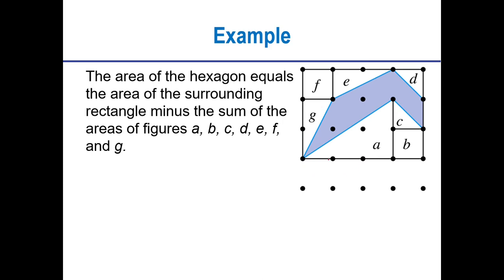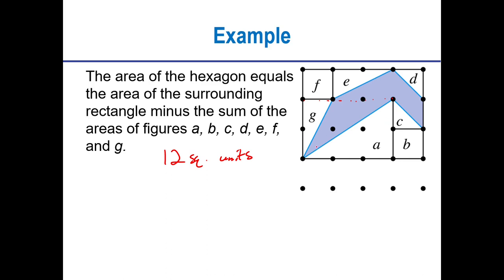So now I know the area of this big rectangle. It is 3 times 4, so the area is 12 square units. Now to find the area of A, I'm going to construct a rectangle here, and this rectangle has an area of 3.